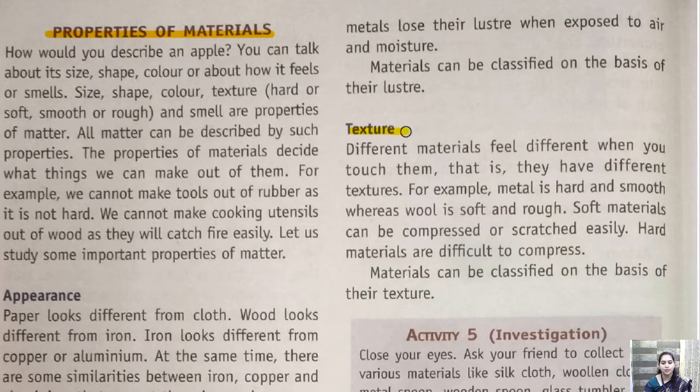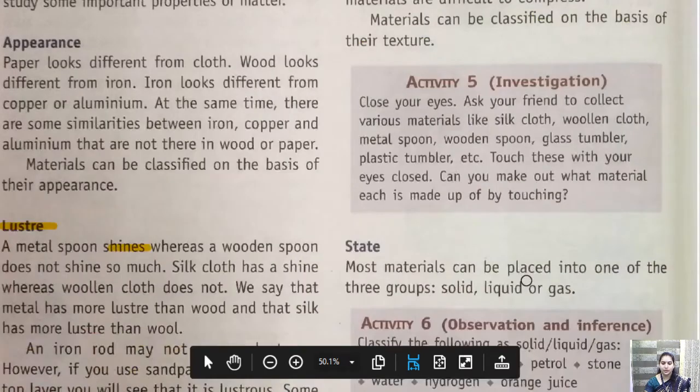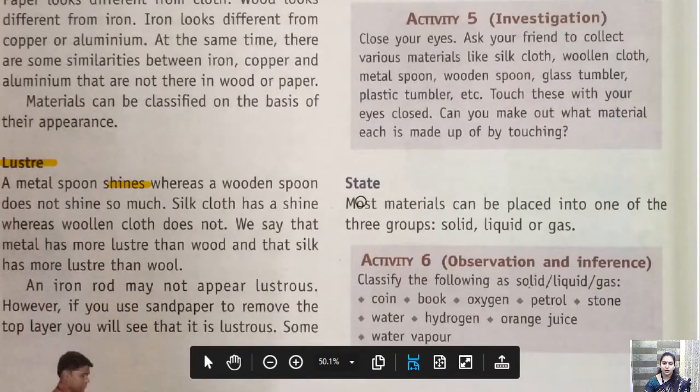Then coming on to the next property, that is texture. Texture is how things feel different when you touch them. Whenever you touch any surface, whether it is smooth, soft, hard, shiny or slippery, this feeling of touch is called texture. Got it? For example, hard, smooth, wool is soft and rough. So this is texture.